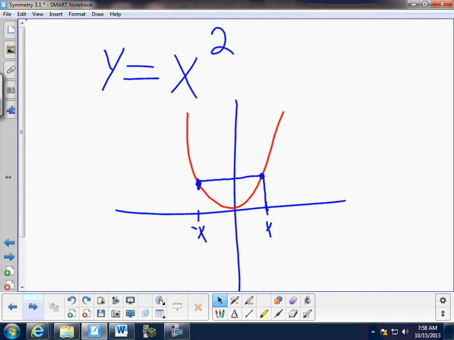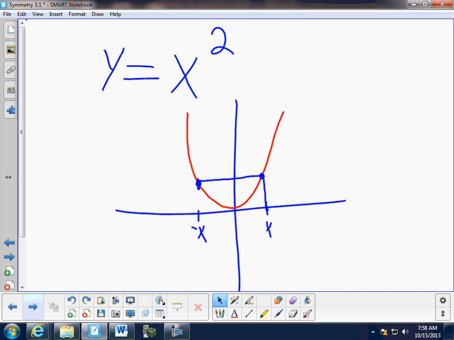And so that's what you end up doing when you have an equation. You get symmetry on some equations across the y-axis, and whether you put in positive x or negative x, you get the same answer. For example, look at x squared.